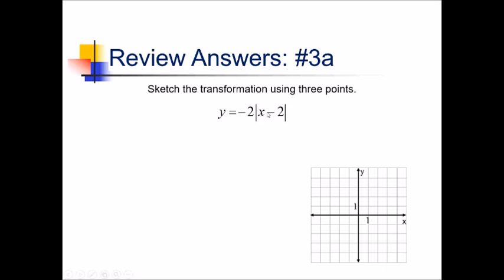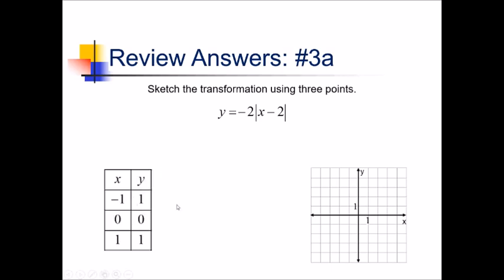To graph this absolute value function, I'm going to start by writing down the points of the parent function that I always use, negative 1, 1, 0, 0, and 1, 1, in a nice little table there. And next, I'm going to figure out what kind of transformations are going on. This negative 2 outside the function is telling me that I've got a vertical reflection from that negative and also a vertical stretch with that 2. So basically multiplying the y values by negative 2. The minus 2 inside is telling me that I'm shifting to the right 2, opposite of what we would expect because it's inside the function.